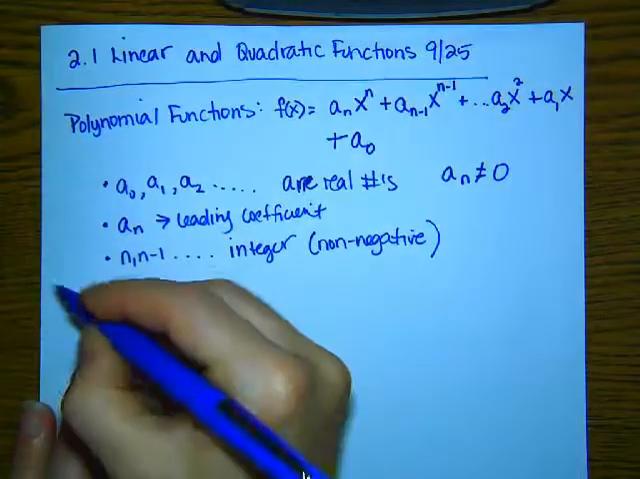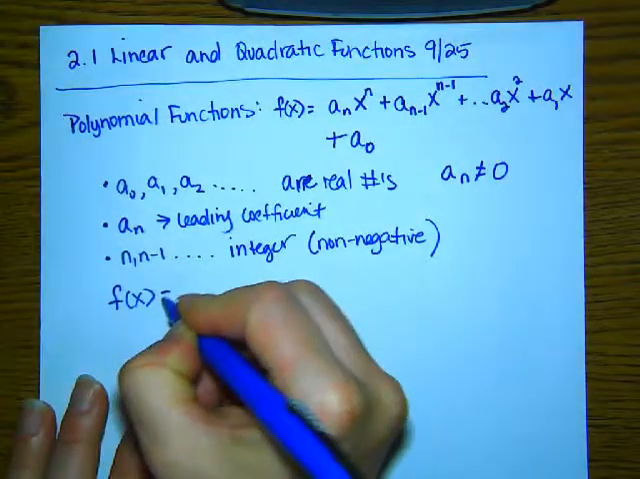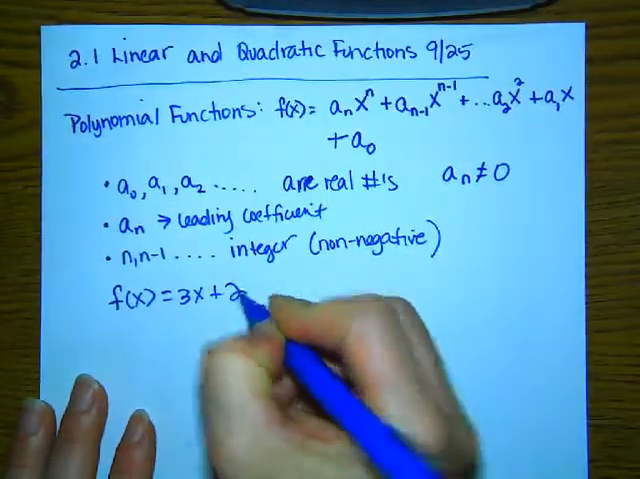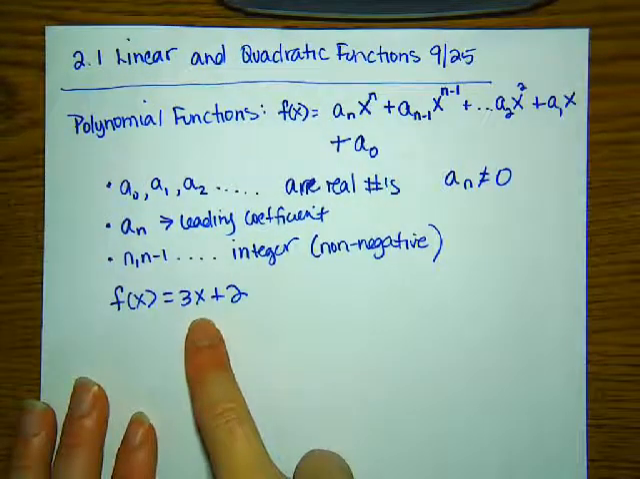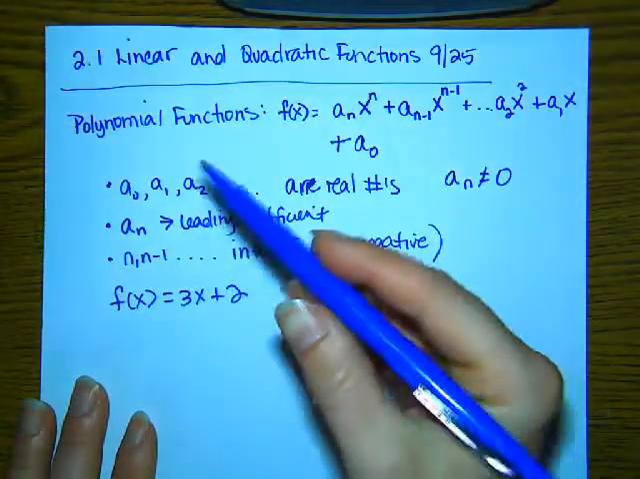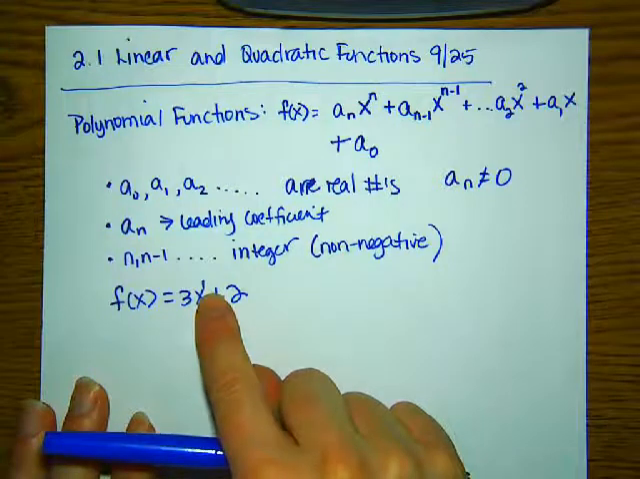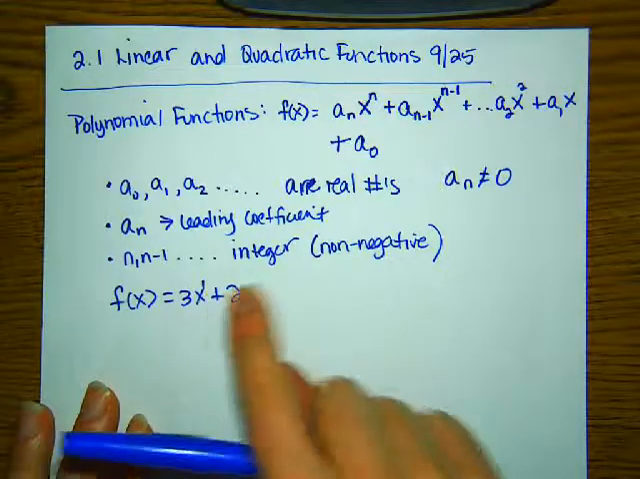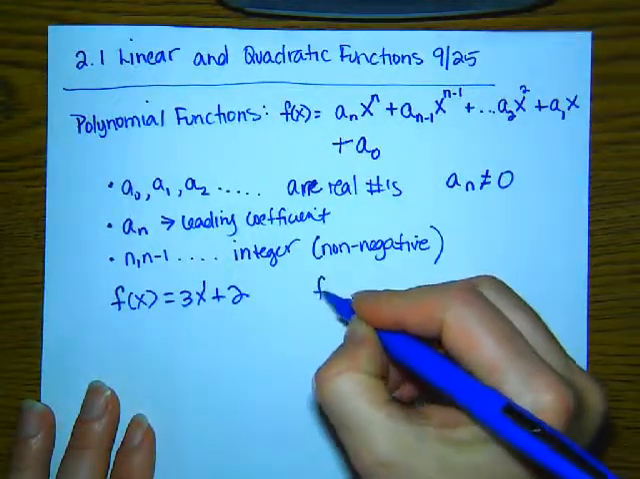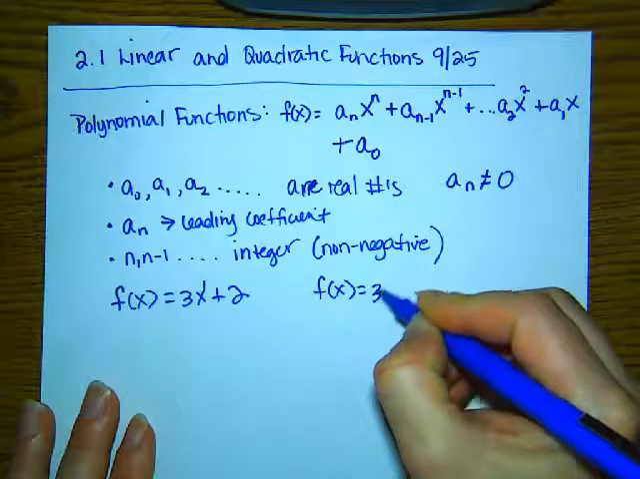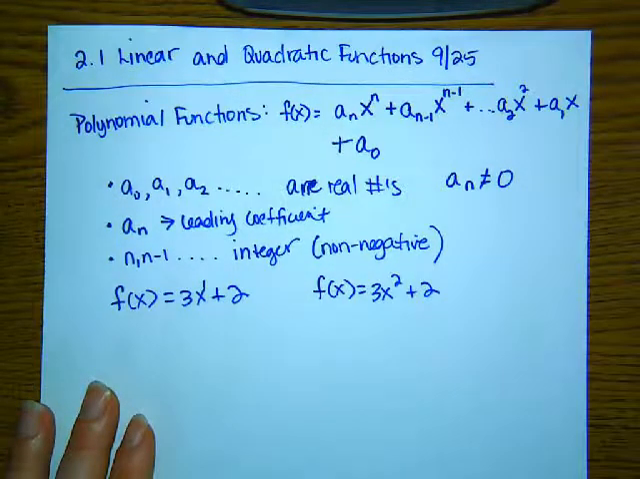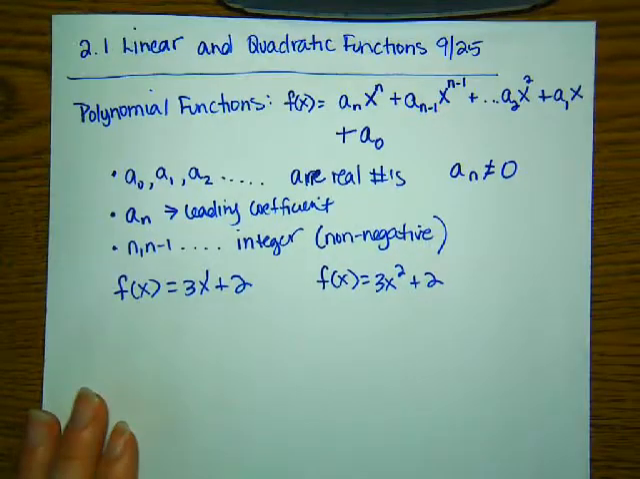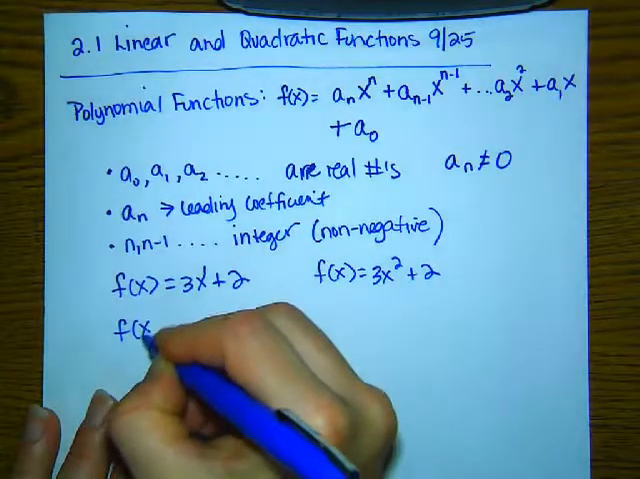For instance, f of x equals 3x plus 2. We know this is a line, right? This is a degree 1 polynomial because the first degree or the highest degree is 1. Does that make sense? A quadratic would be a degree 2 polynomial. Does anybody want to guess what this would be?